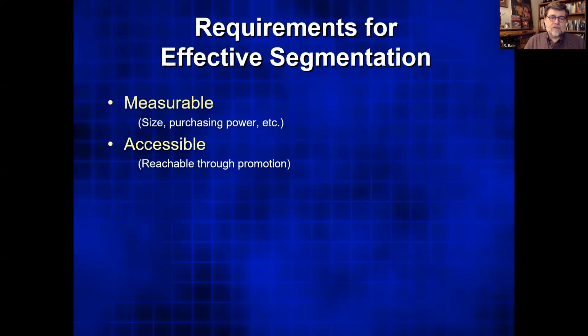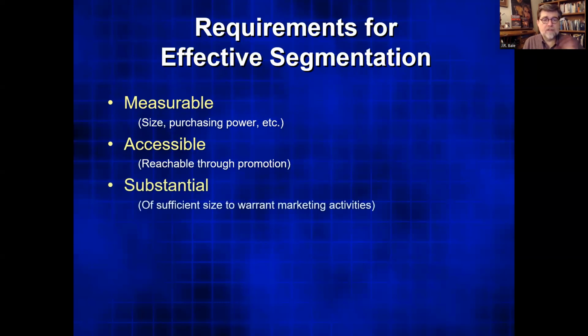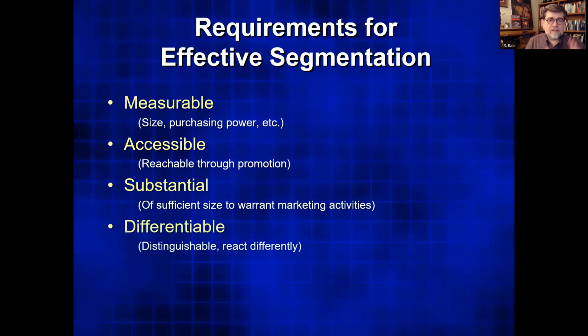How accessible are the various market segments? Are they substantial enough? Are there enough of them of sufficient size to warrant marketing activities? Are they differentiable? That is, can we distinguish them? Do they react differently? We can look at all those different methods for market segmentation and apply them, but are they actually important?